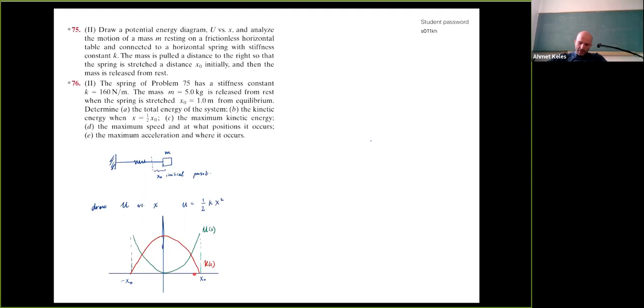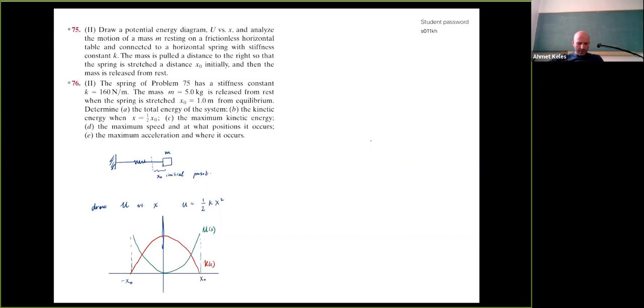As it goes from here towards the origin, the kinetic energy increases because the particle speeds up, and the potential energy decreases because one half k x squared, the x decreases. Here, this is the minimum potential. There is no stretch in the spring, but there's speed, so it's the maximum kinetic energy. So it doesn't stop, it starts compressing the spring. As the spring is compressed, it slows the particle down, and the kinetic energy is converted to potential energy, so the potential energy increases and the kinetic energy decreases.